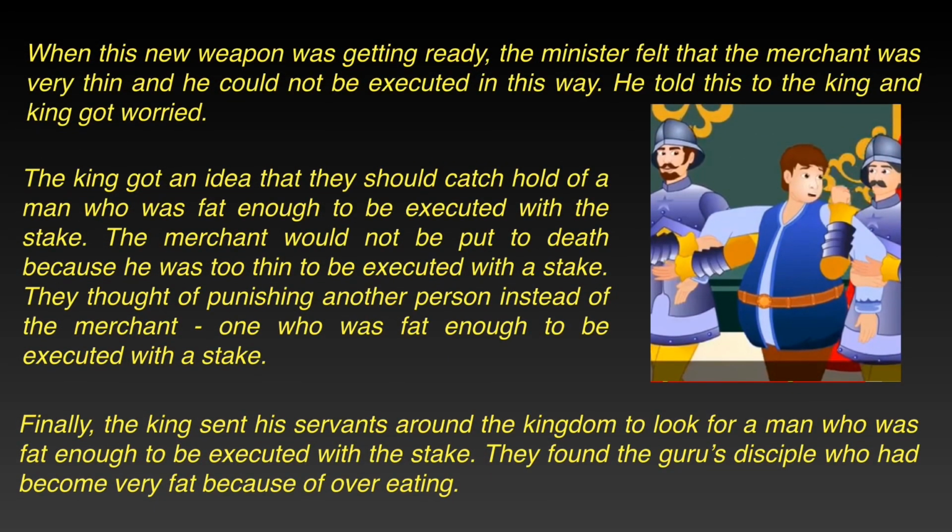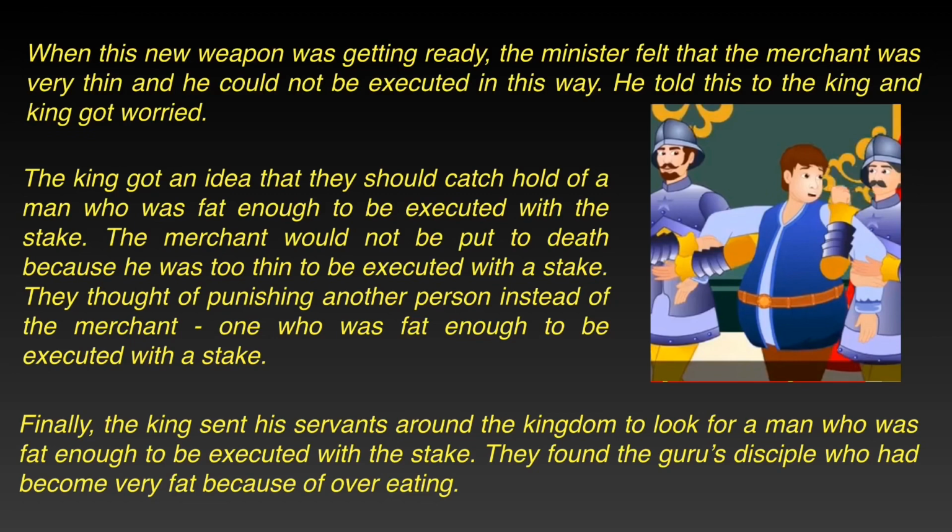When this new weapon was getting ready, the minister felt that the merchant was very thin and could not be executed in this way. He told this to the king and the king got worried. The king got an idea that they should catch hold of a man who was fat enough to be executed with the stake. They thought of punishing another person instead of the merchant, one who was fat enough. Finally, the king sent his servants around the kingdom to look for a man who was fat enough to be executed with the stake.